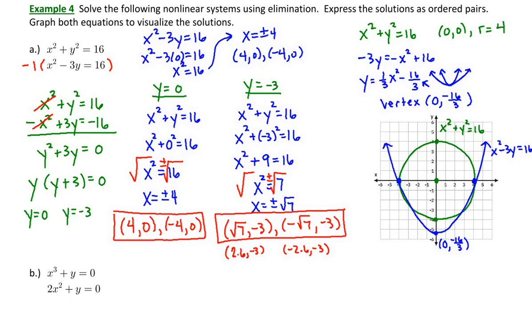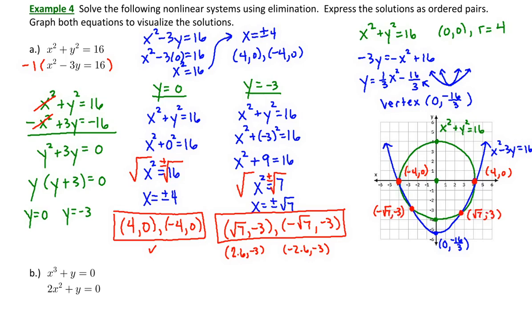So let's test the accuracy of our graph. We came up with 4 intersection points, 4, 0, and negative 4, 0. Those are pretty clear right here. So one intersection point is negative 4, 0, and that one clearly is 4, 0. The other two, we have negative 2.6, negative 3, about right here. I'm going to call that negative square root of 7, negative 3. And the other one, 2.6, negative 3. Pretty close, not exact, but we'll trust the algebra and call that square root of 7, negative 3.